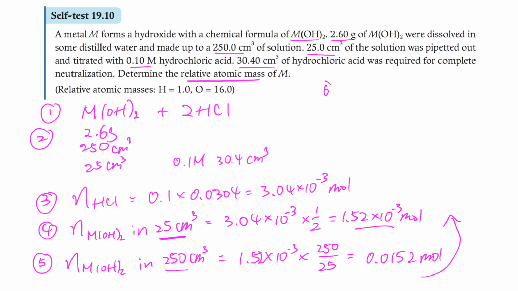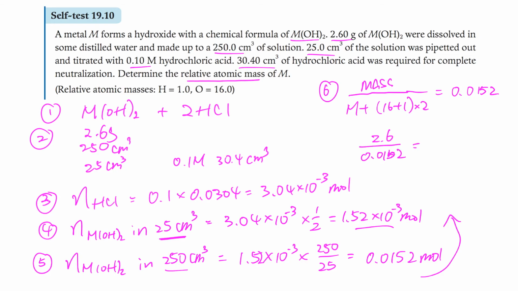And then number 6, you're going to find the mass over, that will be M plus 16 plus 1 times 2. You see that we are expressing the molar mass of M(OH)2 in a formula like this. And then we just put down 0.0152. The mass we have used is 2.6. So 2.6 over 0.0152 equals M plus 17 times 2. After you solve it, you'll find that the answer for this one has to be 137.1. So that will be the relative atomic mass. You'll find that there is no unit at all.